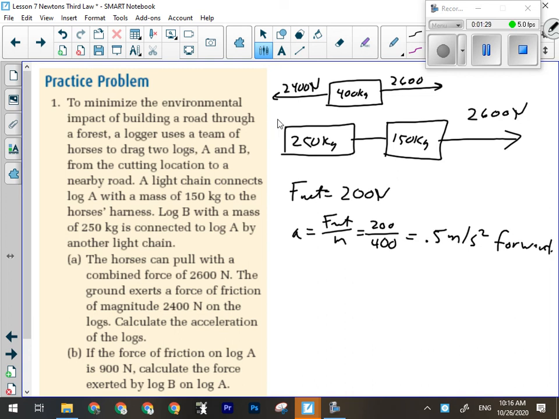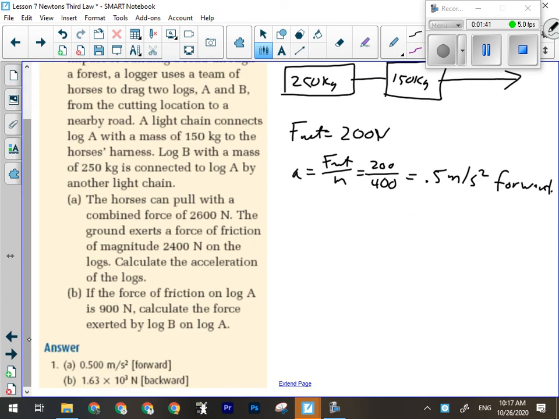So I've got an important piece of information now about not only the whole system, but about each part of it as well. Each one of those logs individually accelerates at 0.5 meters per second squared. Okay, so now comes part B. The force of friction on log A is 900 newtons. Calculate the force exerted by log B on log A.